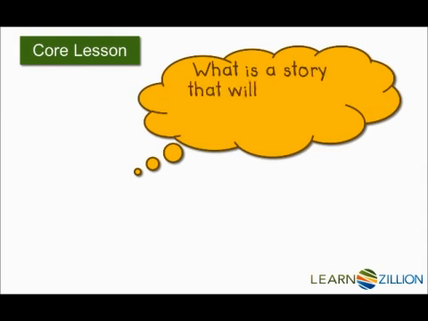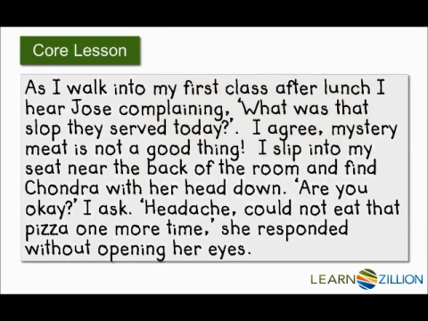So let's focus on a story. What's a story that will help me actually win over my audience? This is a question I can ask myself. Remember, it's all about convincing the audience. It's all about winning over the audience. And in this case, my fellow students. So let's see if I can lead off with this quick story.